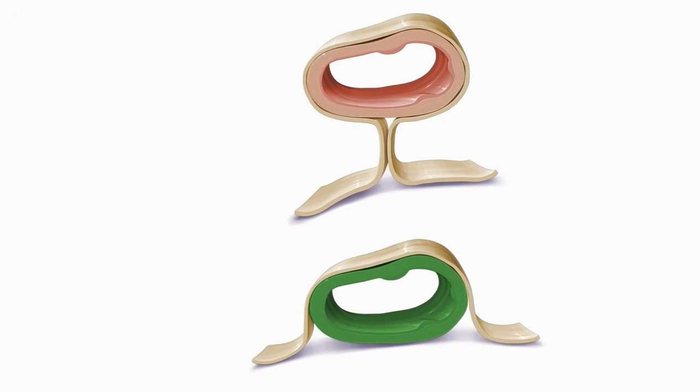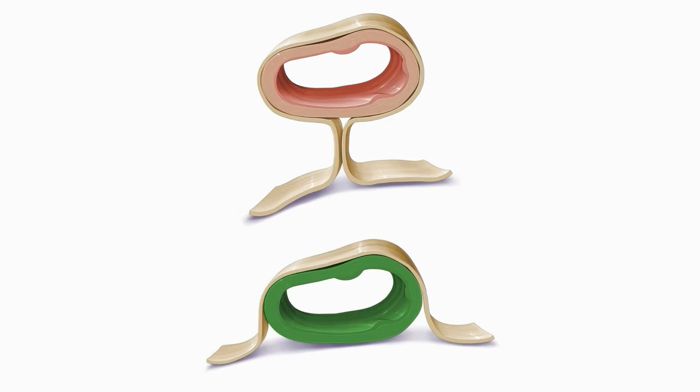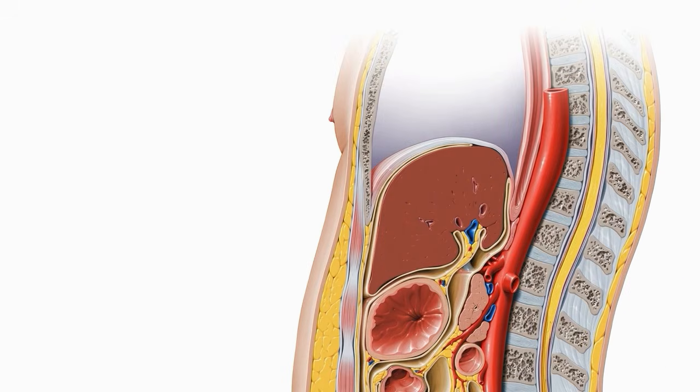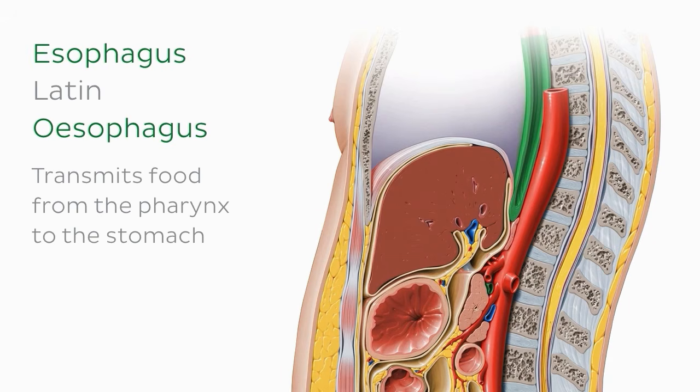Now let's move on to talk about some of the retroperitoneal structures in the abdomen. So remember that the retroperitoneal organs are those with one side covered by peritoneum and one side against the posterior abdominal wall. And the first structure we're going to be talking about that has these characteristics is the esophagus. And you can see this highlighted in green on our image. It's a hollow structure and is an organ of the foregut that transmits food from the pharynx to the stomach.